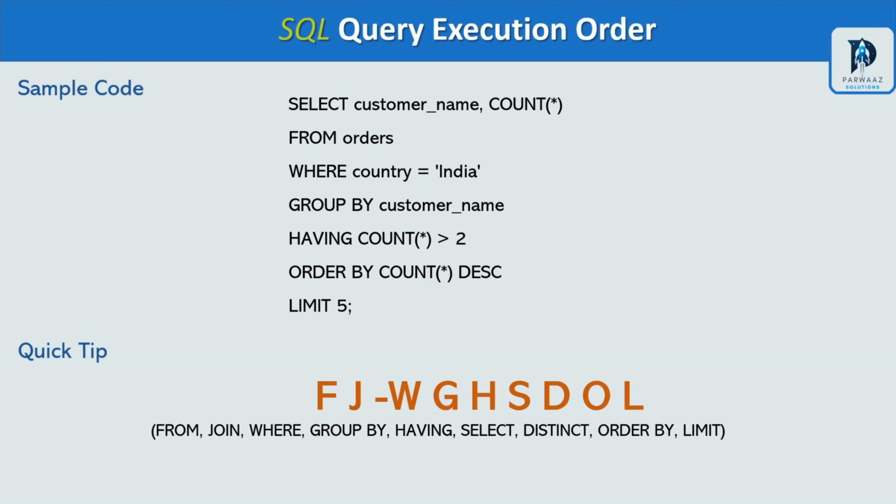And here is a quick tip to remember the order of execution. Just remember the first letter of each statement, each clause, that is from, join, where, group, having, select, distinct, order by and limit. That is F, J, W, G, H, S, D, O, L. Okay, this is an easy way to remember the order of execution. Understanding this flow avoids confusion, especially with having, group by or where.